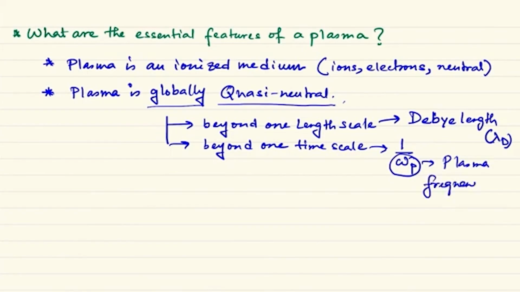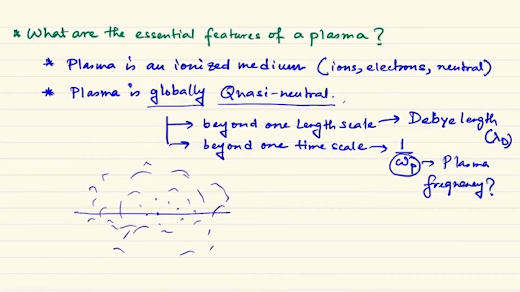Now you can ask me what is plasma frequency. That we will discuss in a few minutes. But before that, just to understand what is happening, if you have one length scale, let's say this, and then you take particles within this length scale, let's say if you take any volume, this or this or this, well, you cannot expect charge neutrality.